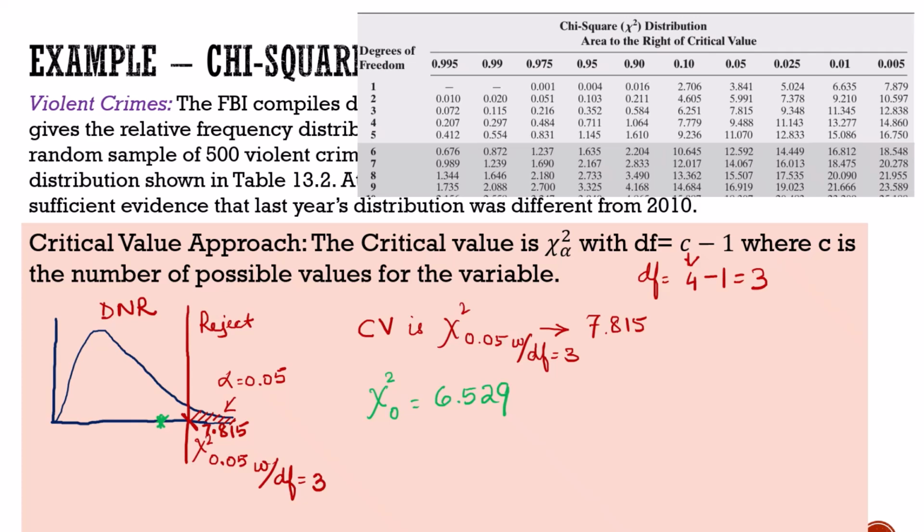So 6.529, and let me write this down at the same time, is less than the critical value, which is 7.815. So it falls in the do not reject region. Therefore, we are going to not reject the null hypothesis, correct? The decision is going to be to not reject the null hypothesis.